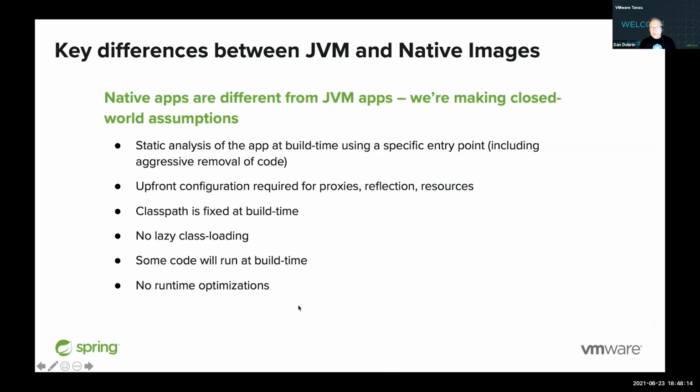So what are some key differences between JVM and native images? Native images are different from JVM apps. We're making some closed world assumptions here. There's a static analysis of the app at build time. We start from our Java main, and we require a number of things. So we require some upfront configuration for dynamic Java language features like proxies, reflection, resources.